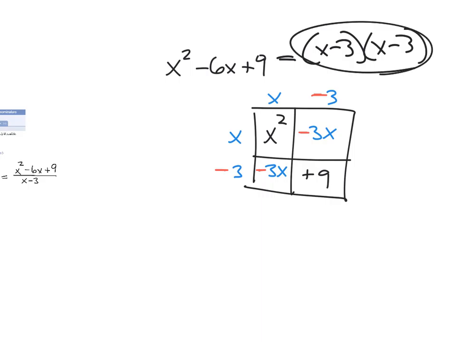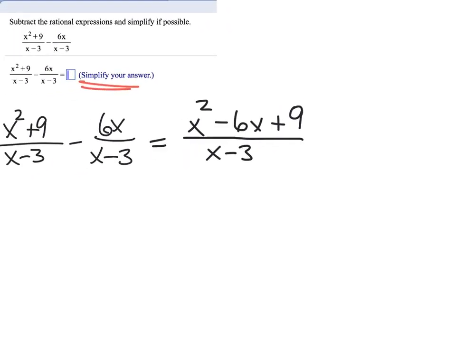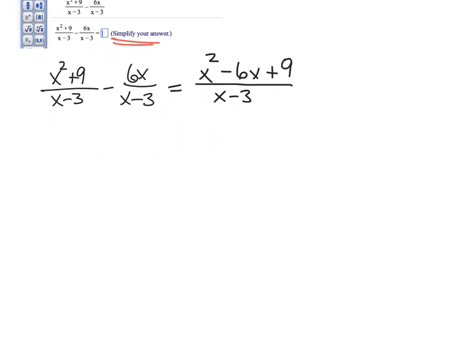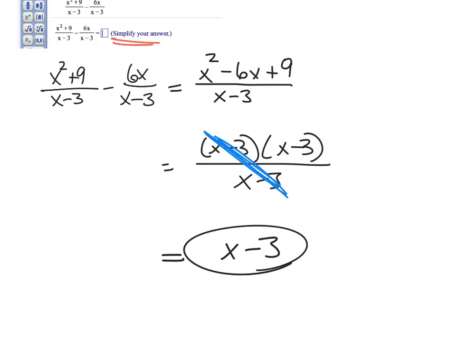And so we're going to take that piece of information and replace this expression with x minus 3 times x minus 3, and that's all on top of the x minus 3 as the denominator. And we see, hey, an x minus 3 cancels out. And so we end up with, as our final answer, x minus 3.